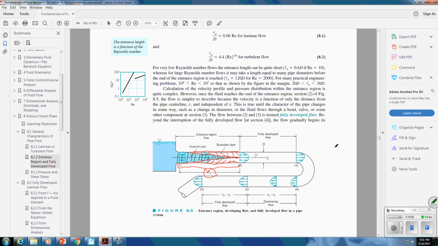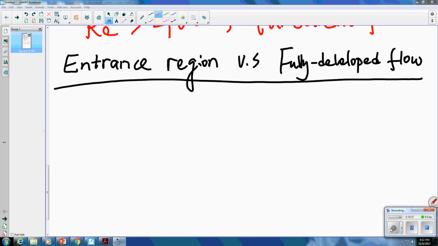As the flow goes, the boundary layer actually changes. You see the boundary layer increase and increase, and finally they meet with each other from the sides, right? So this length, from the beginning where the boundary layer starts to the location where the boundary layers meet each other, is called the entrance length.